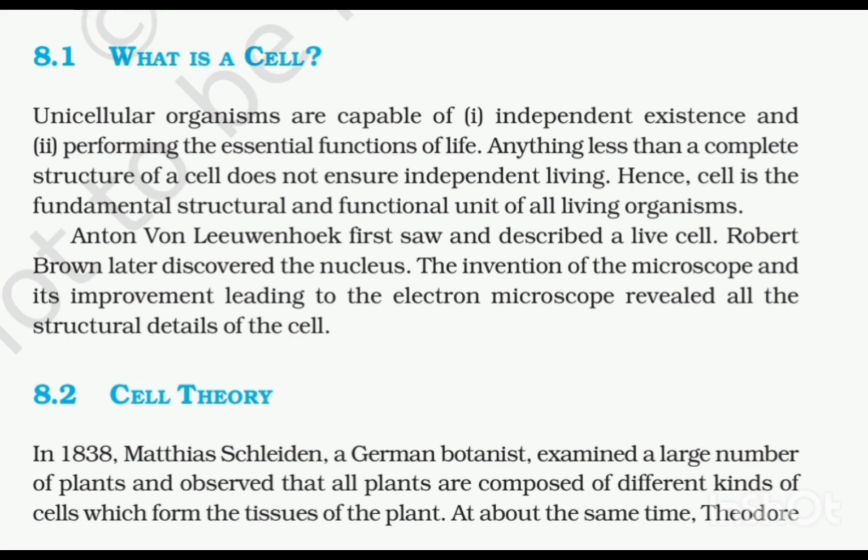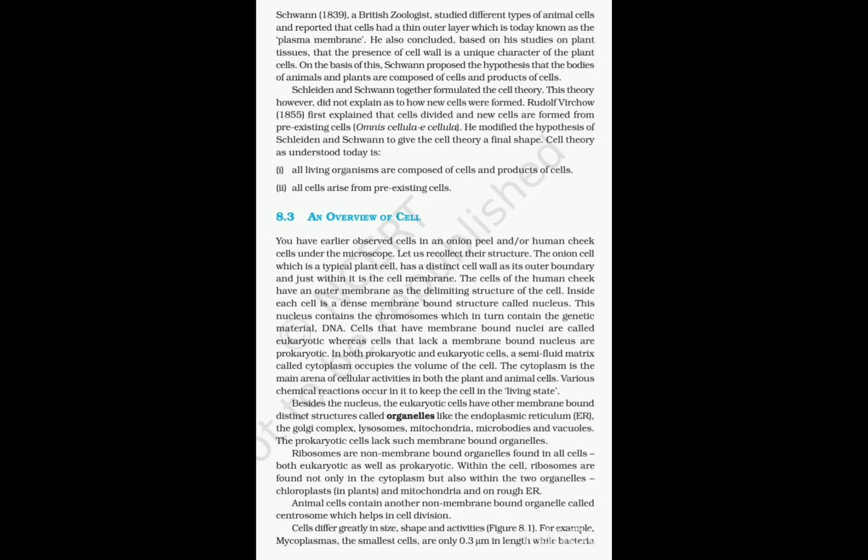Rudolf Virchow in 1855 first explained that cells divide and new cells are formed from pre-existing cells. Omnis cellula e cellula. He modified the hypothesis of Schleiden and Schwann to give the cell theory in its final shape. The cell theory as understood today: all living organisms are composed of cells.